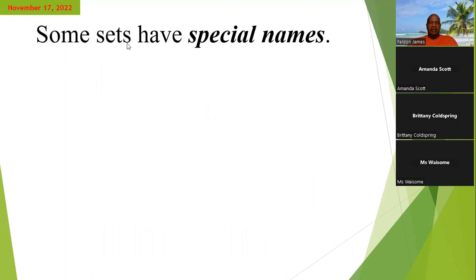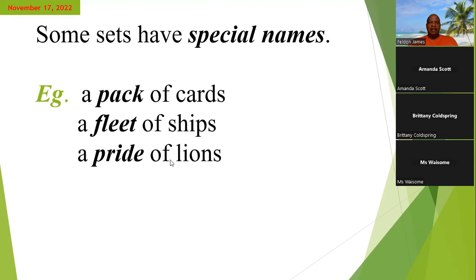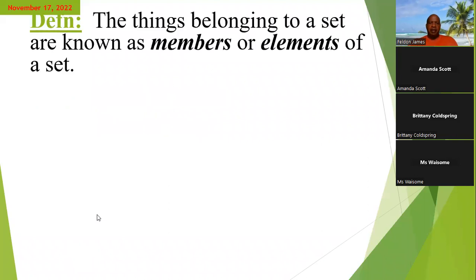All right, so we had said that some sets have special names. We look at the examples: a pack of cards, a fleet of ships, a pride of lions, and somebody would have given an example like a school of fish. And so these have special names based on the members that they're dealing with. Now we say that the things belonging to a set are known as members or elements of the set.